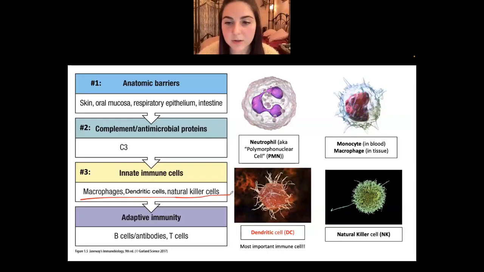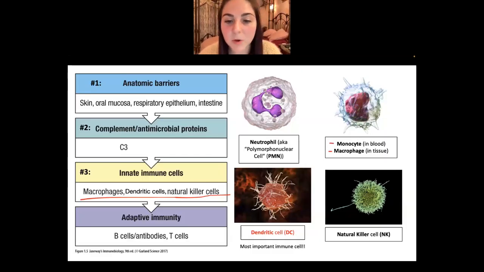So there's a bunch of innate immune cells, but some examples are macrophages, dendritic cells, and natural killer cells. I put them over here with pictures so you can see what they look like. Neutrophils are also another example of an innate immune cell. And we talked about yesterday, remember, monocytes and macrophages. If it's in the blood, it's called a monocyte, and if it's in a tissue, it's called a macrophage.